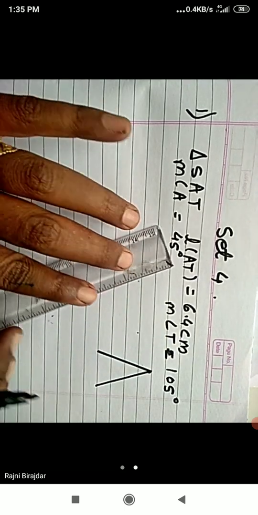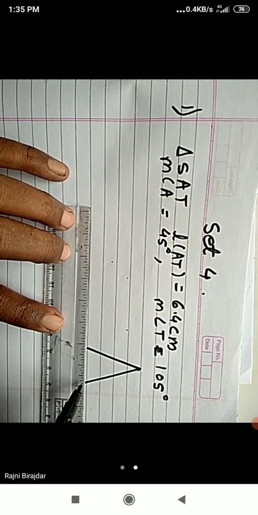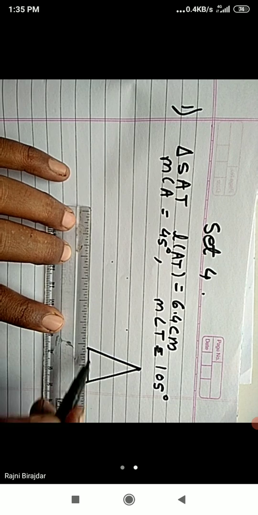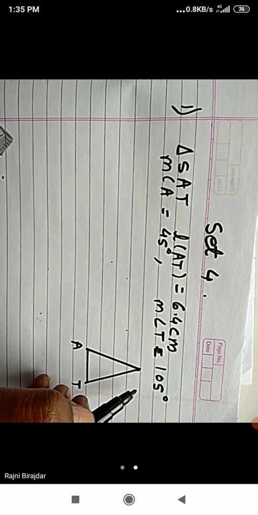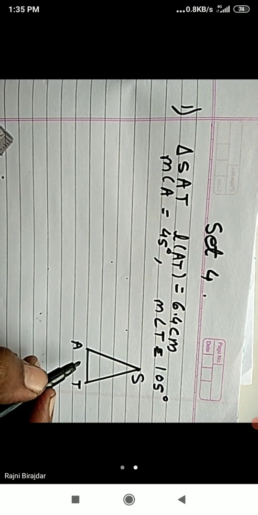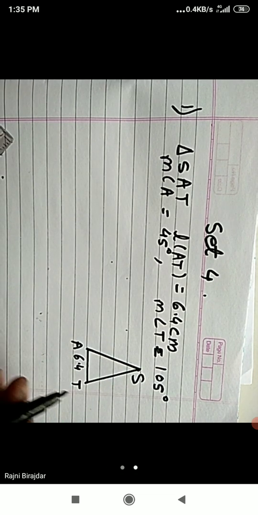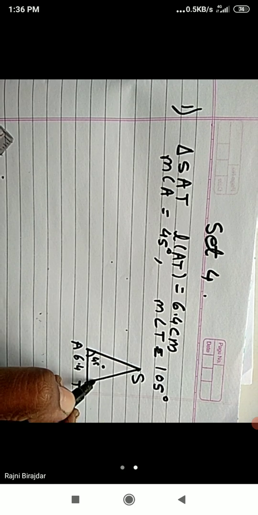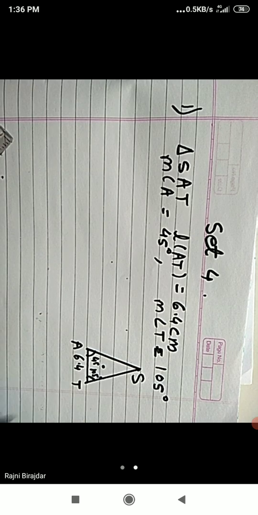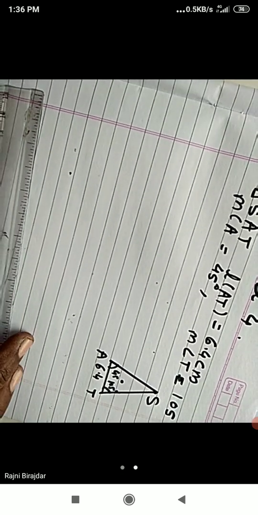Yes, I am drawing here. Rough figure means you will get an idea. So what is given first? AT is given, so I have named it AT. AT is 6.4 centimeters. A's angle is 45 degrees, and T's angle is 105 degrees. So step by step you have to draw.